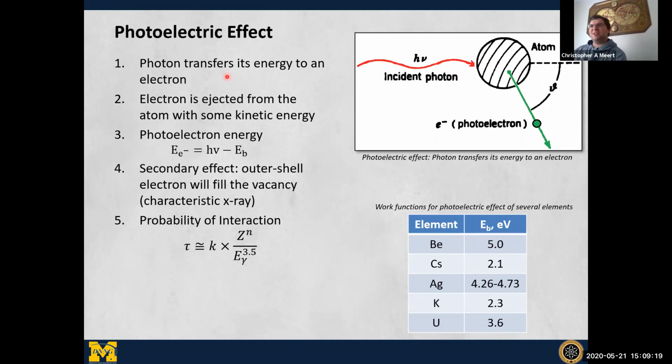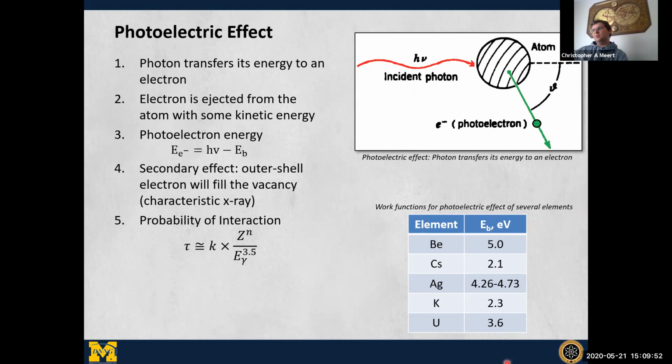The main sequence is that a photon will travel to an atom and transfer its energy to an orbiting electron. In that case, it transfers all of its energy. There's no photon that exits from this reaction. It basically disappears, transferring all its energy to that electron. And that electron is then ejected from the atom with some kinetic energy. The energy is governed by the equation I included here. It's the photon energy minus the work function, so the energy it takes to separate that electron from the atom.